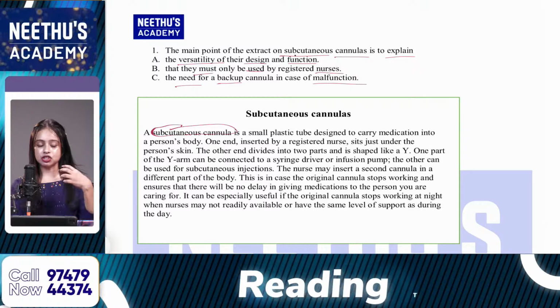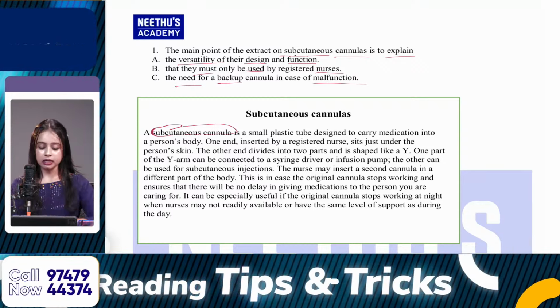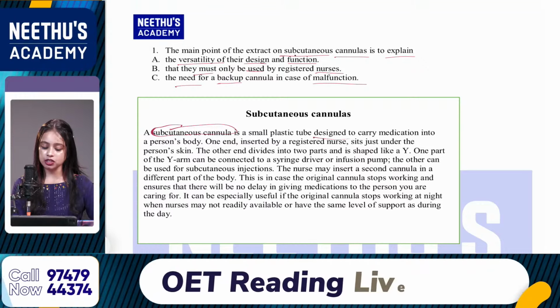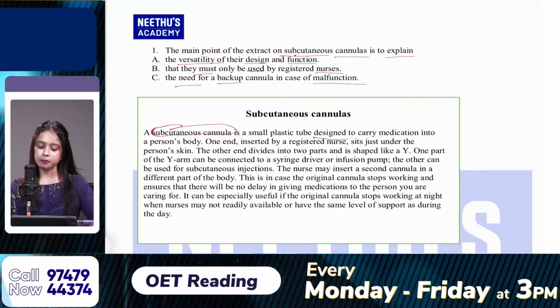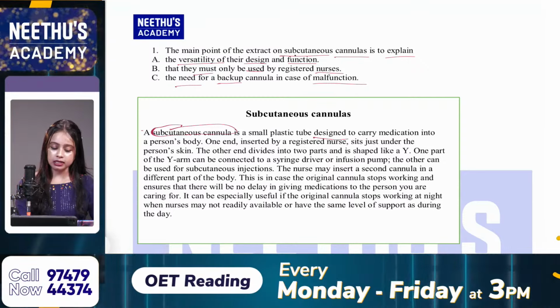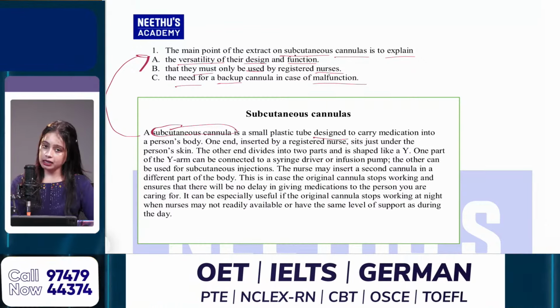So subcutaneous cannula, that is the keyword from the question, is a small plastic tube. That shows the ability of this particular instrument to do something, right? A plastic tube designed to carry medication into a person's body. So that is all about its design. So I'm tracing my answer towards option A. Maybe, I have no idea. Then reading the rest of the lines.